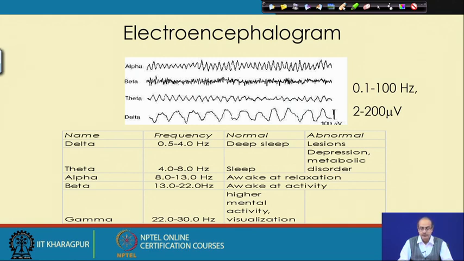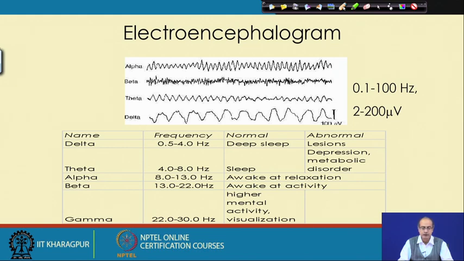Again, if the person is in depression, then we can get theta wave even if that person is not asleep. He may be awake or doing some activity, but because of depression we may get the theta wave. Okay. So, that is the general description.